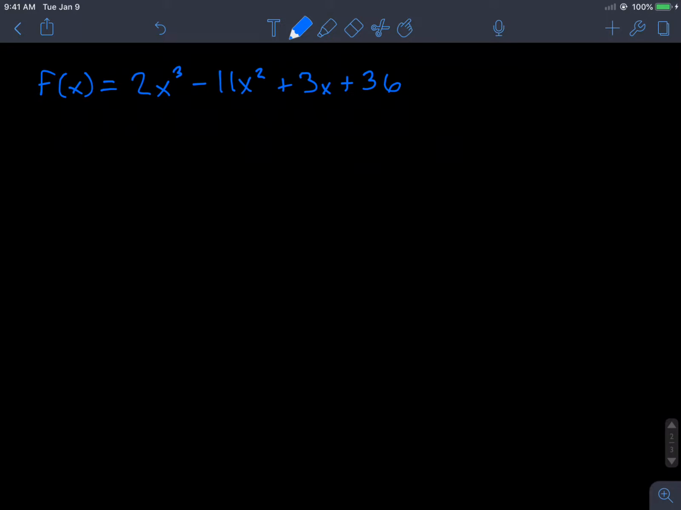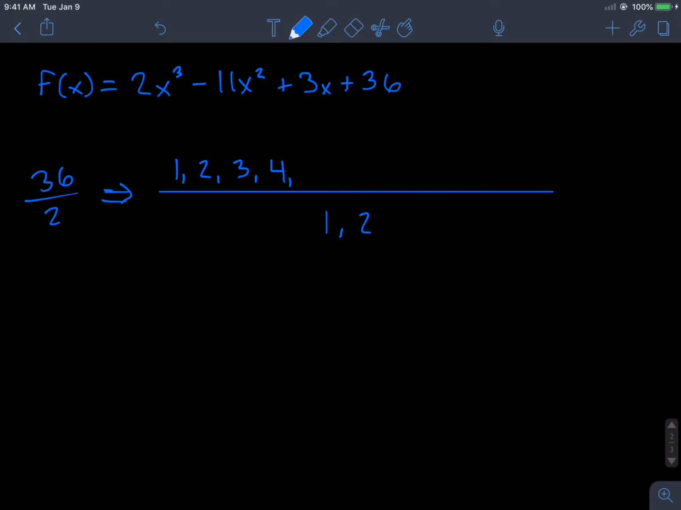So here, again, factors of the constant term. Our constant term is 36, and our leading term is 2. So the factors of each of those, we could start with the bottom because that's easier. What are the factors of 2? 1 and 2. What are the factors of 36? There's 1, 2, 3, 4, 6, 9, 3 times 12, 2 times 18, 1 times 36.